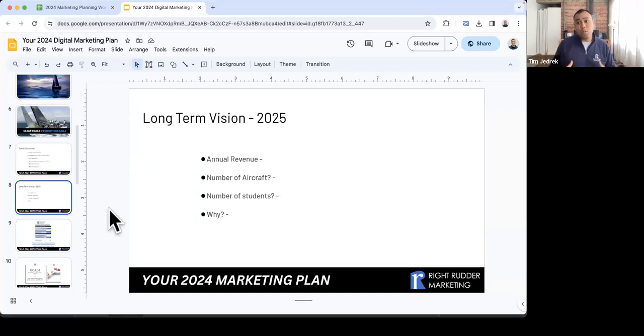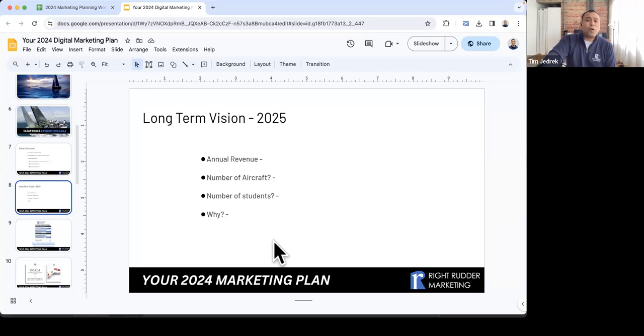Where do we want to be in our business as far as our annual revenue? Do we want it to be, let's say, $2 million a year? Do we want it to be 1 million? Maybe we haven't gotten to the $1 million mark. Maybe we're just trying to get 750,000. How many aircraft does that entail? Does that mean we're going to have five planes in the fleet? Does that mean we have 100 students, 50 students, 50 active students?